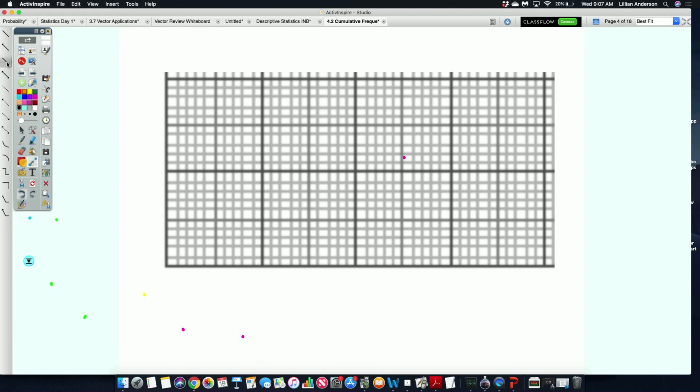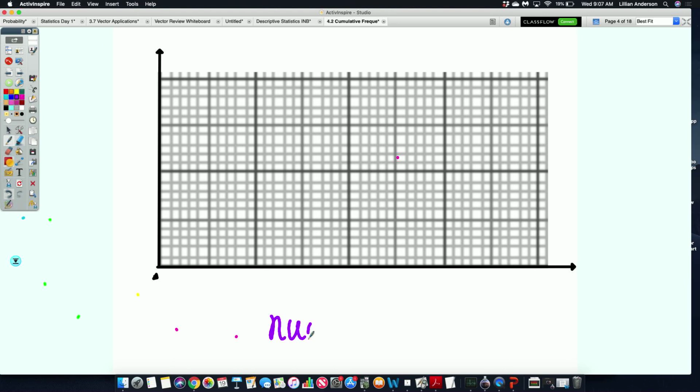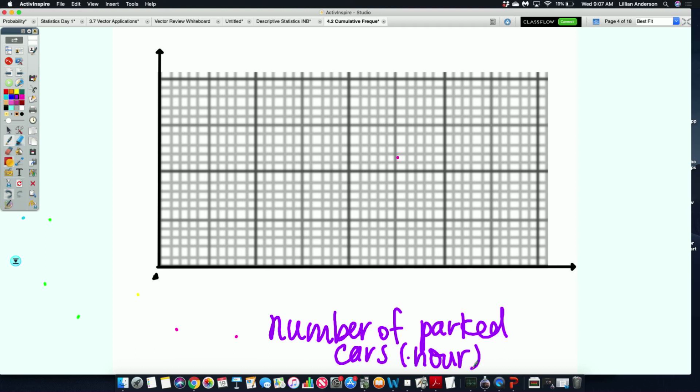For Y, we're going to use the cumulative frequency. For X, it won't be cumulative frequency. That's for the Y's. For the X, we're going to put what? Very good. And then on the Y, we'll put our cumulative frequency.